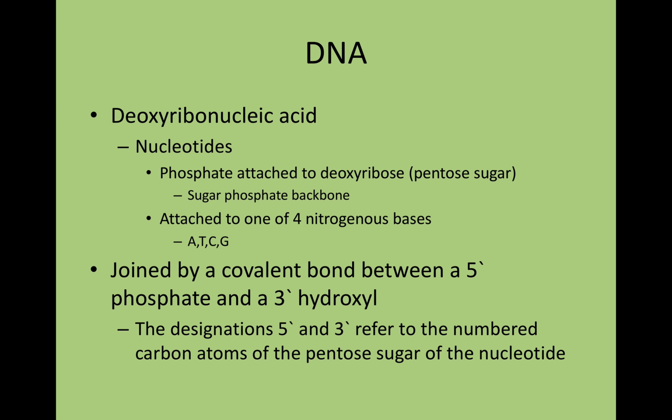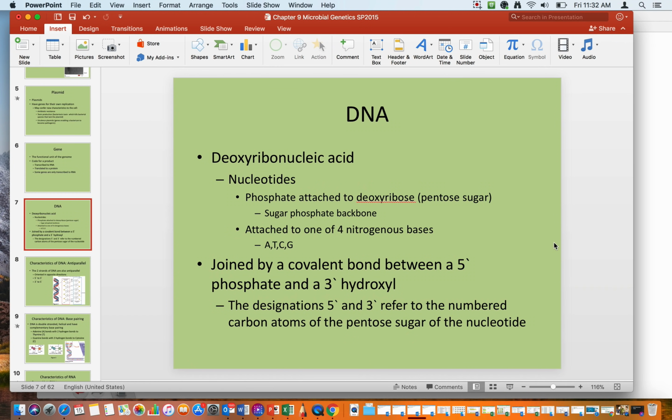Looking at some characteristics of DNA, it's a deoxyribonucleic acid. It's composed of individual monomers referred to as nucleotides. It has a phosphate attached to the pentose sugar deoxyribose, so we say it has a sugar phosphate backbone. Attached to each of the nucleotides is a nitrogenous base, an adenine, thymine, guanine, or cytosine. Those individual nucleotides are joined by covalent bonds between a 5' phosphate and a 3' hydroxyl. The 3' and 5' refer to the numbered carbon atoms on the pentose sugar. I'll show you that here in the drawing board.